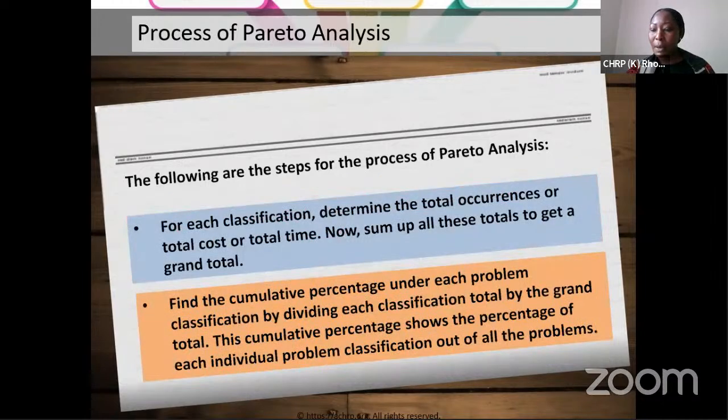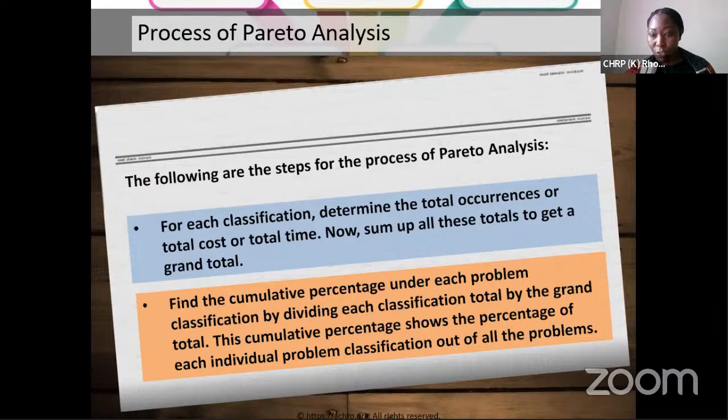Then from there, we go to number 5. It's where you determine the total occurrence, maybe of the cost, the time taken, or each of the classifications that you have. Once you tally, you determine the total occurrence of all that, maybe how many customers have complained. After that, you determine the cumulative percentages under each of the problem classifications.